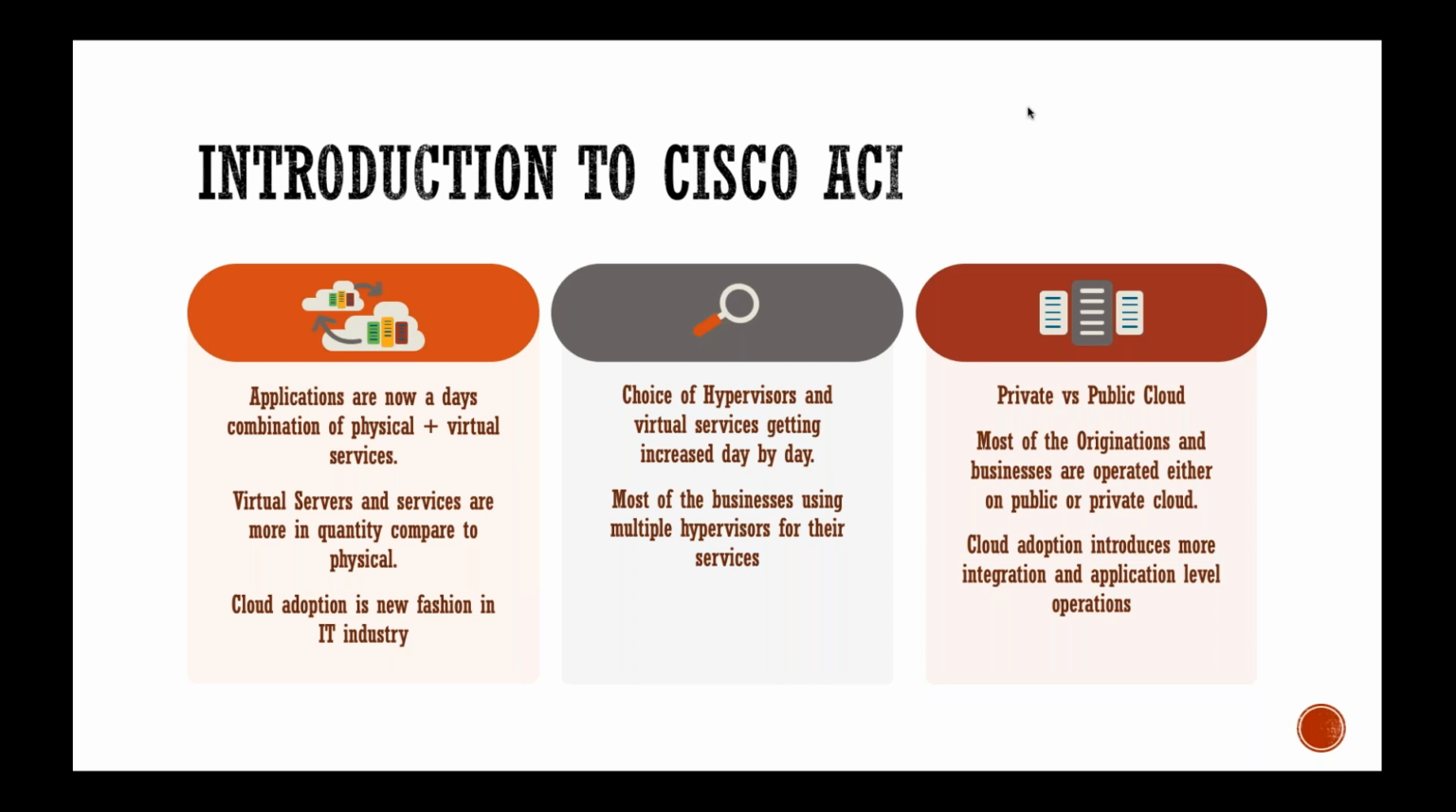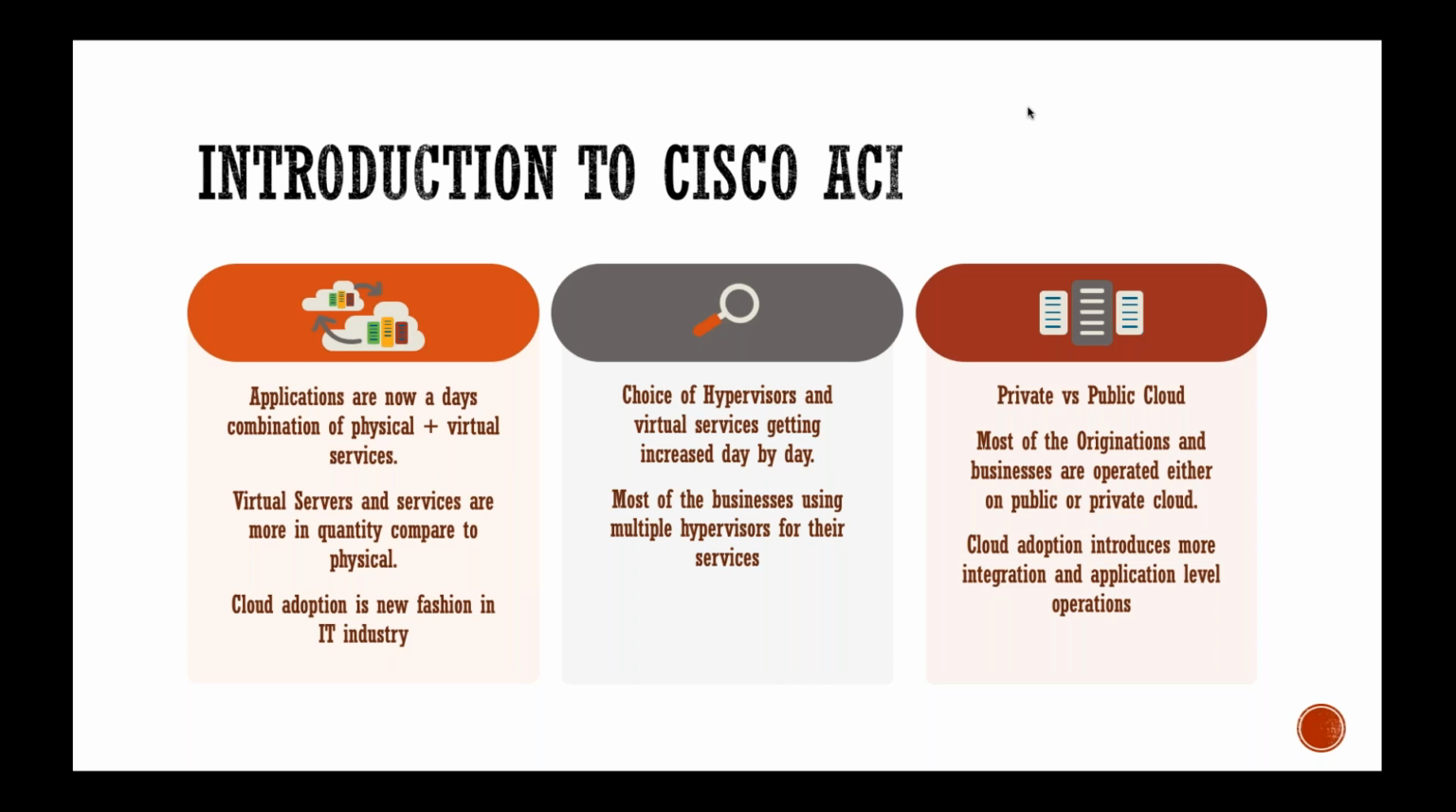Instead of having applications on the physical server, now we are having virtual services running as applications. One single physical server is capable of running multiple virtual services on its backend. So instead of having physical infrastructure, we are moving towards managing virtual infrastructure. Virtual services are more in quantity compared to physical services, and cloud adoption is very common nowadays.